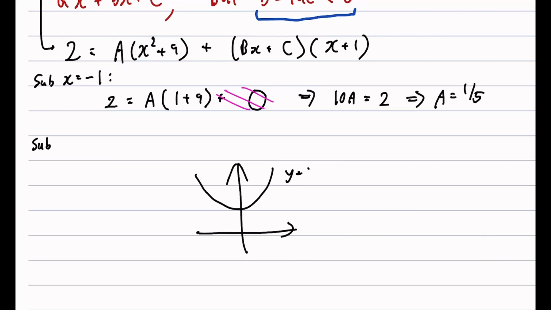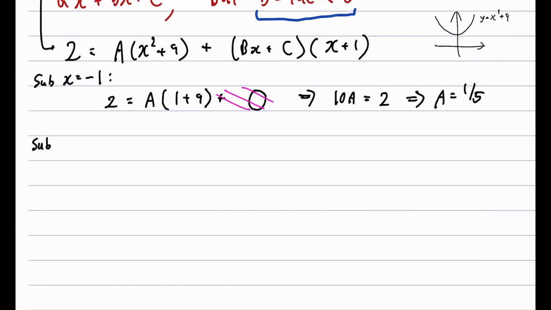No. Look at the graph of x squared plus 9, it's always floating on top. It passes through (0, 9). So it's impossible, exactly. You can never have x squared plus 9 become 0. So that's why you just pick any other random values. I like to pick 0 because it makes my life easy.